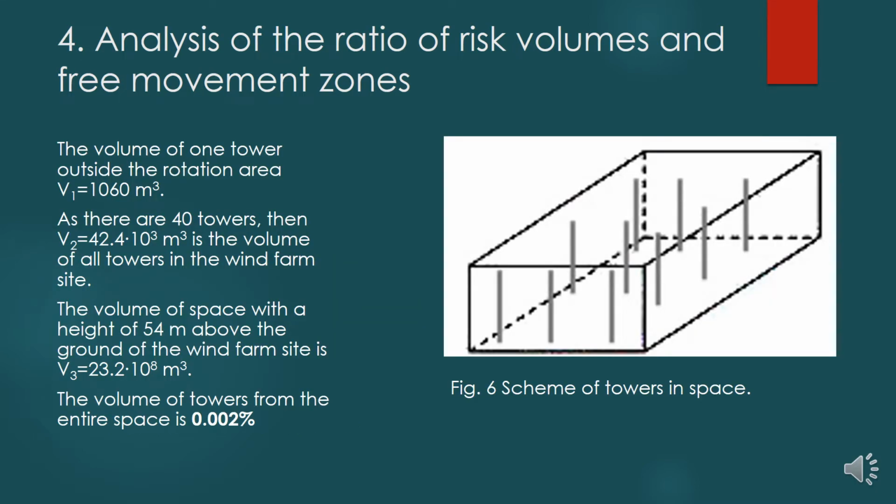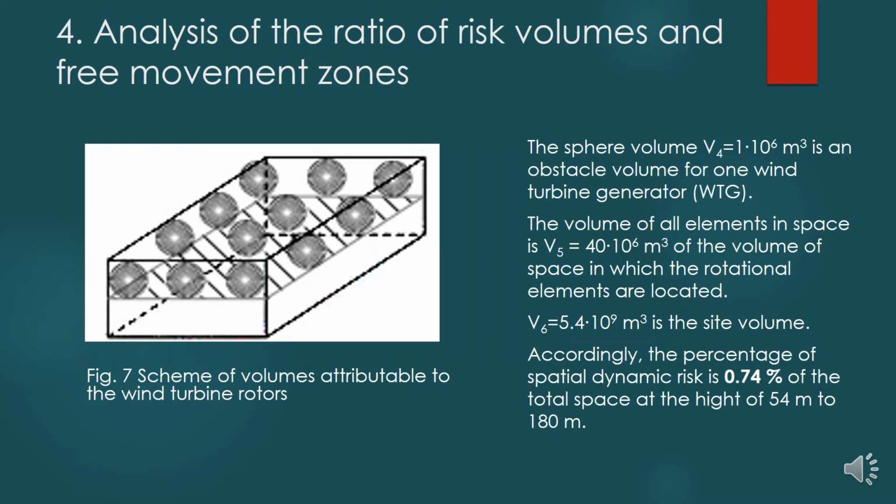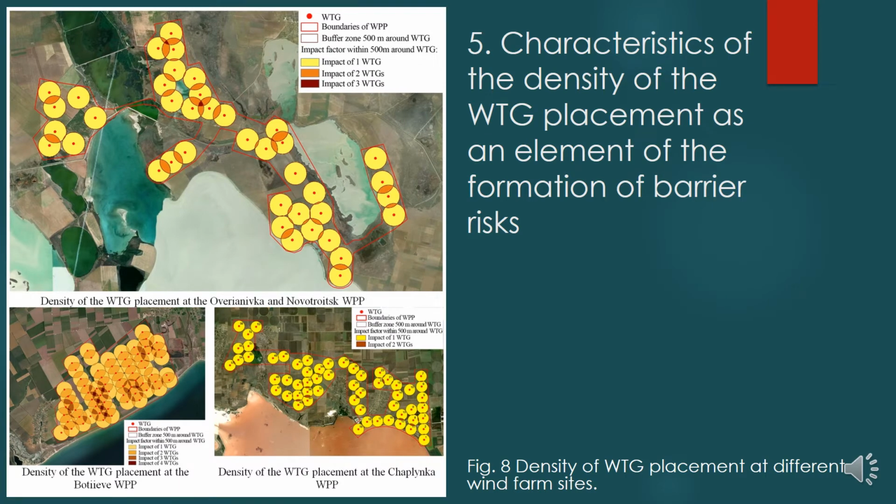We can discuss the volume of all towers and their share relative to the rest of the space. The volume of one tower outside the ratio area you can see in numbers on the slide. As a result of rotation, there is a sphere, a ball. Accordingly, the percentage of spatial dynamics risks is 0.74% of the total space at the height of 54 meters to 180 meters. As a result, here is a characteristic of the density of the VTG placement as the element of the formation of barrier risks.